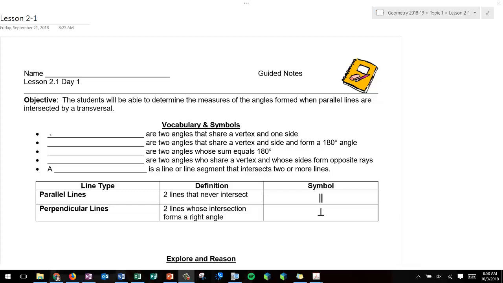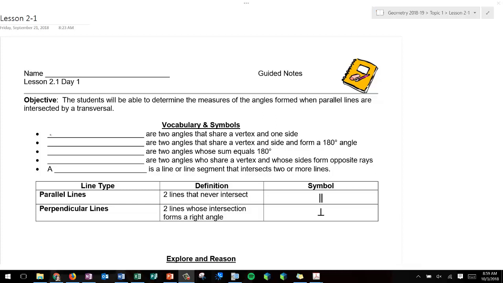So welcome back into our videos. This is our first video for topic 2, which is all about parallel and perpendicular lines. Wanted to just review a little bit of vocabulary before we jumped into all of the different concepts for this section, really what we're going to be living with over the next couple weeks.